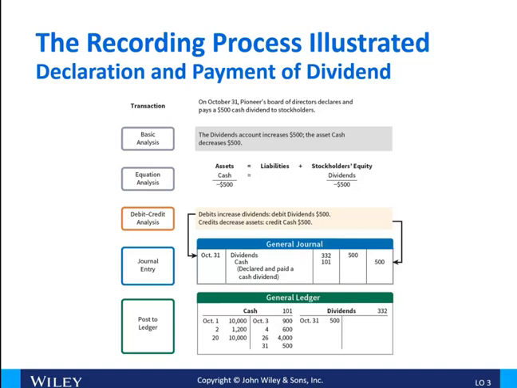So we're going to increase the dividend account $500, decrease the asset cash by $500. A decrease to cash is a credit, so we're going to credit cash $500. Increase to dividends, even though it's a decrease to stockholders' equity, dividends is part of DED, we're going to increase the dividends with a debit. So we debit dividends $500, credit cash $500, and then we can post that to the ledger as well.